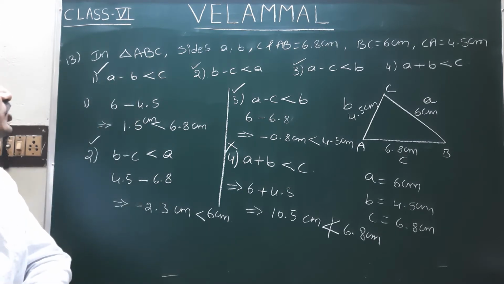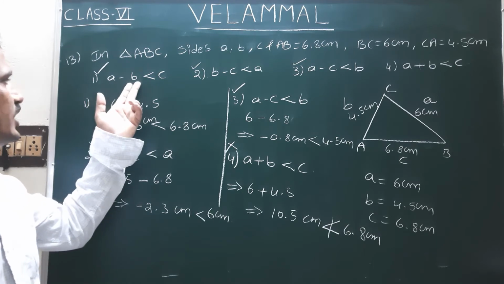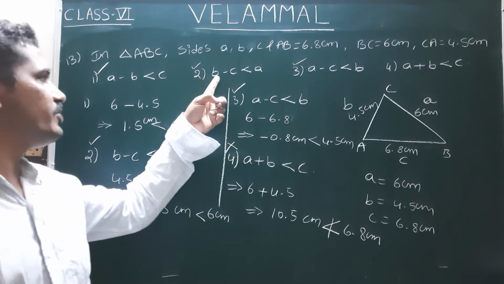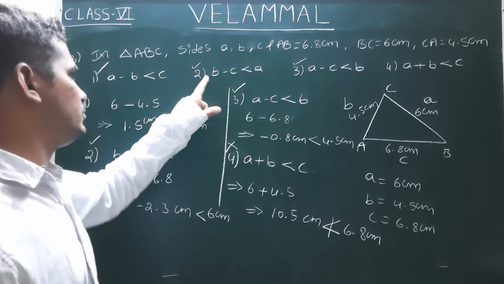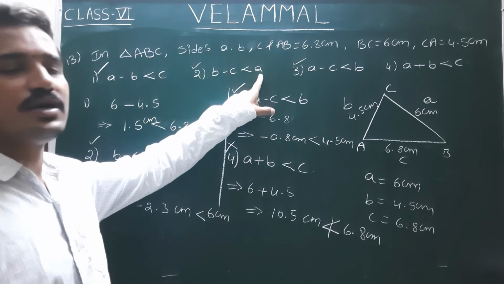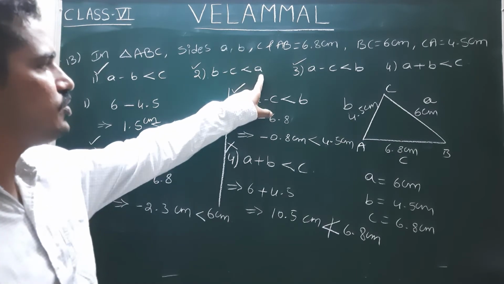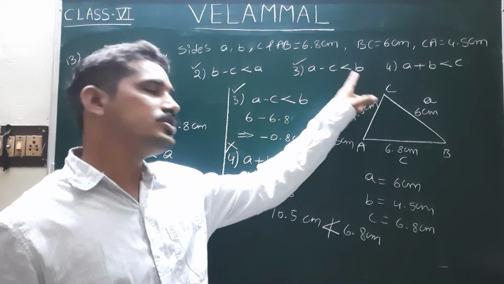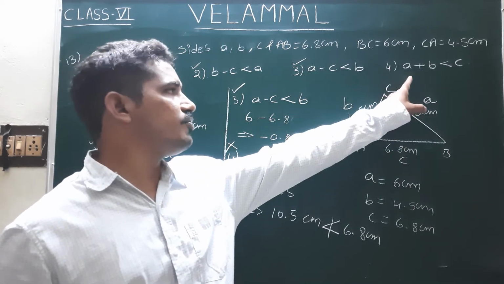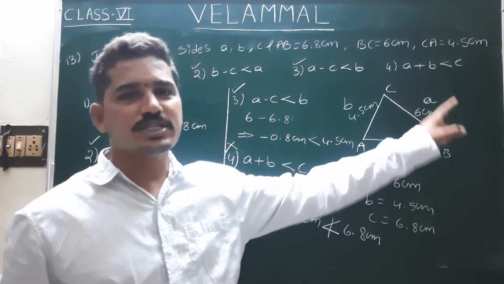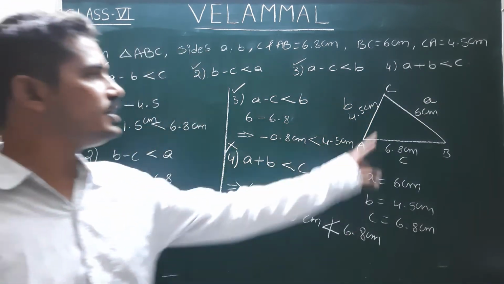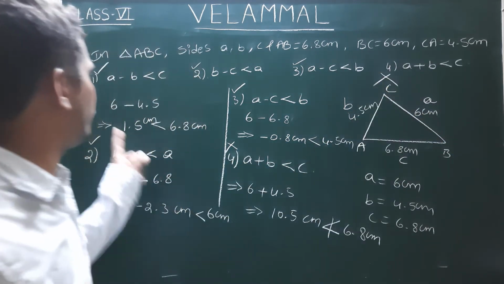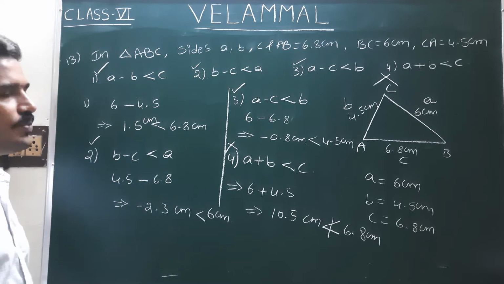By using these two properties, the difference between sides a and b is less than c, which is a true statement. The difference between b and c is less than a, which is also true, and the difference between a and c is less than b, which is also true. But coming to the fourth one, the sum must be greater than the third side, but here it is given as less than, so the fourth statement is false. The remaining three are correct statements.